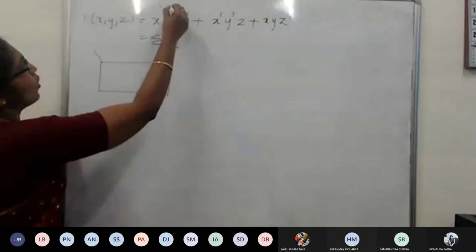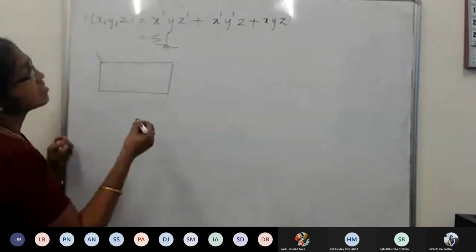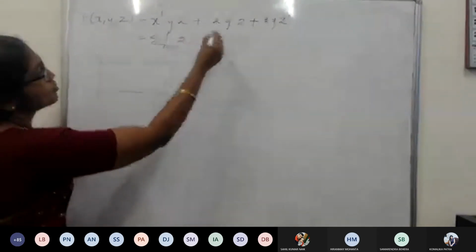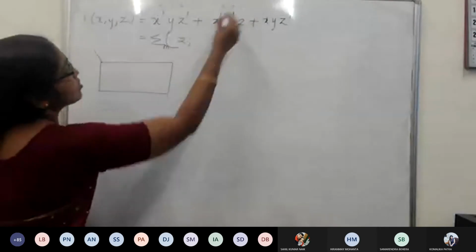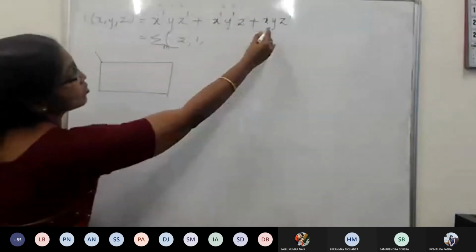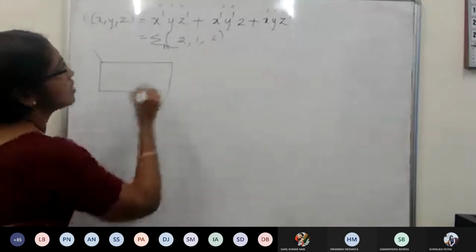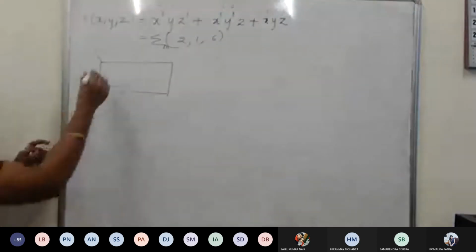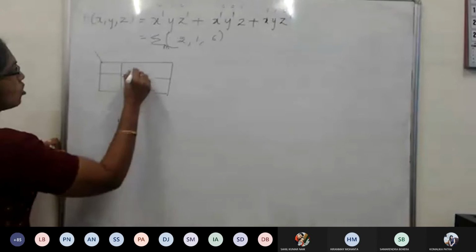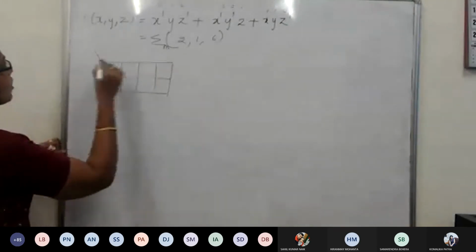This is 0, 1, 0. How much is it? 2. This one is 0, 0, 1, so it is 1. And this is 1, 1, 0, so it is 6. So this is your given problem. Is that correct? So the problem is provided to us.